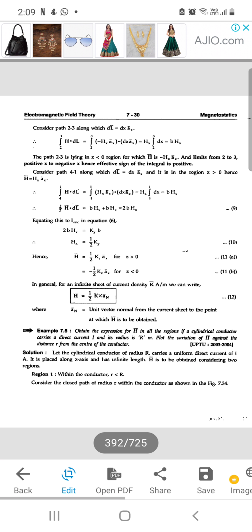So in general, for an infinite sheet of current density K ampere per meter, we can write H is equal to 1 by 2 into K cross an, where an is regarded as the unit vector normal from the current sheet to the point at which H is to be obtained. That is, from the current sheet to the point at which you have to find your magnetic field intensity. So this is our case 3 application for magnetic field intensity for an infinite sheet of current.